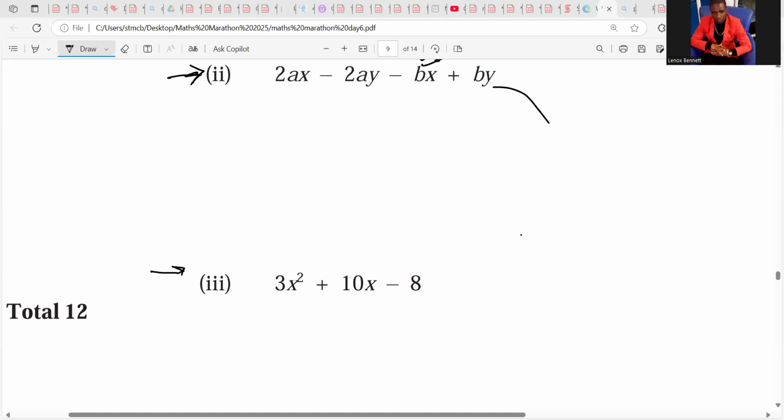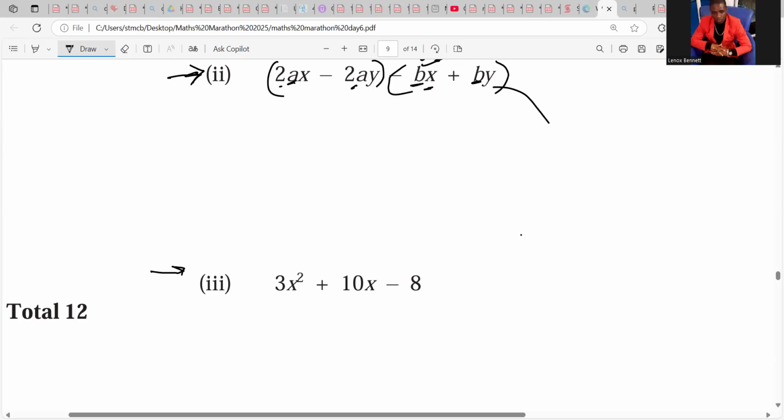Yeah, so we're going to factorize this one by grouping. I think we see a common factor already, 2 common as well, so we can say we can group. X common here, B common here.